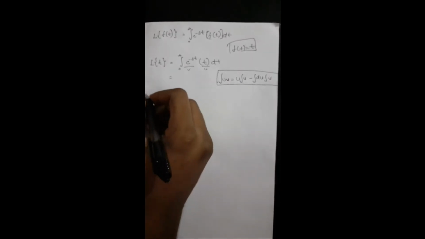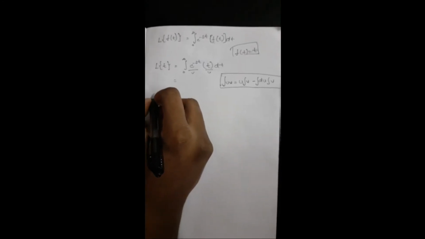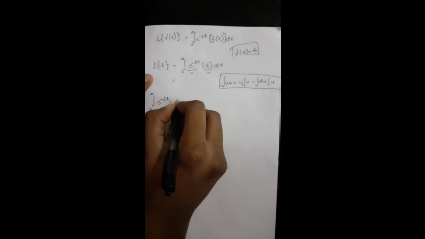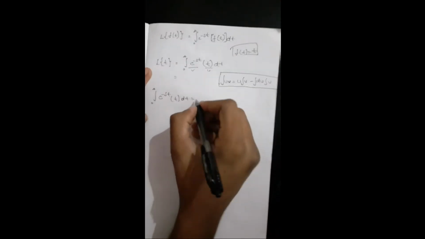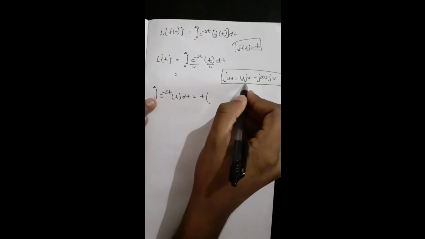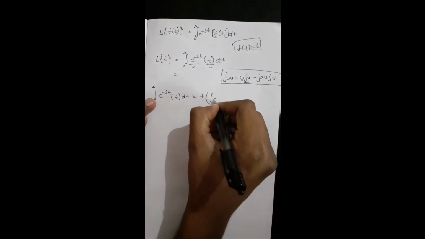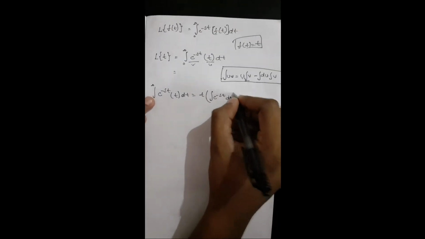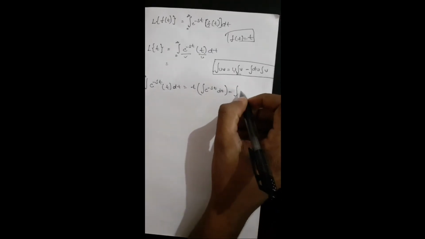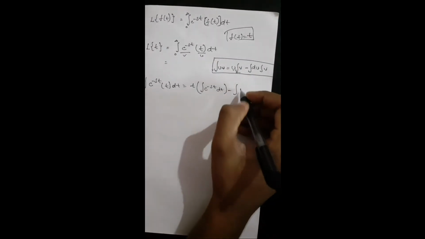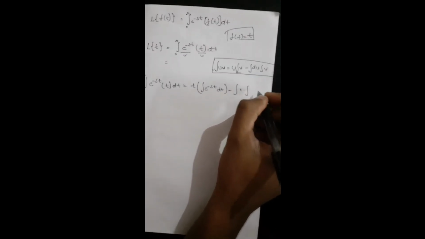So the integral from 0 to infinity of e to the power minus st into t dt is equal to t into the integral of e to the power minus st, minus the integral of d t by dt, which is 1, into the integral of v, e to the power minus st dt.